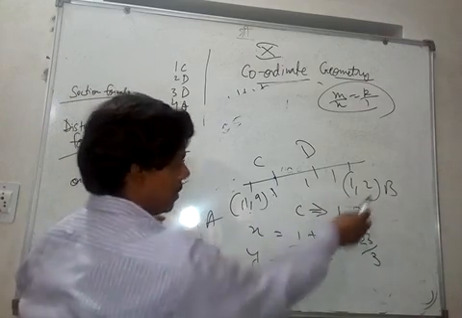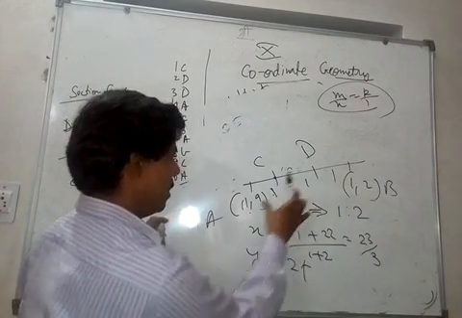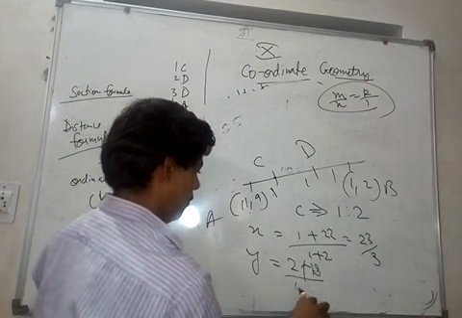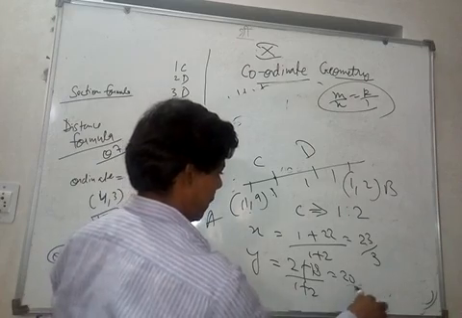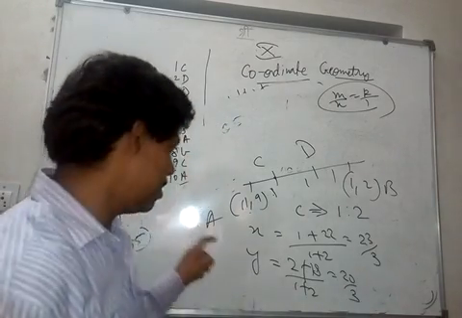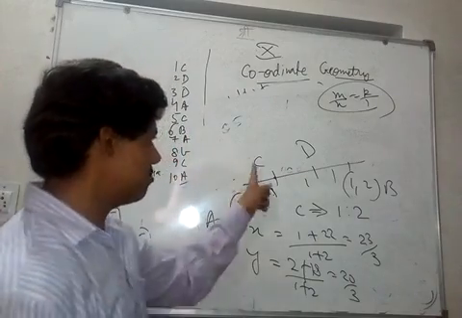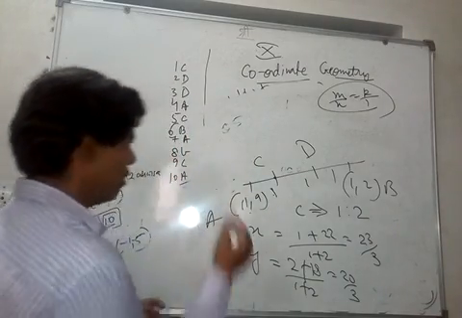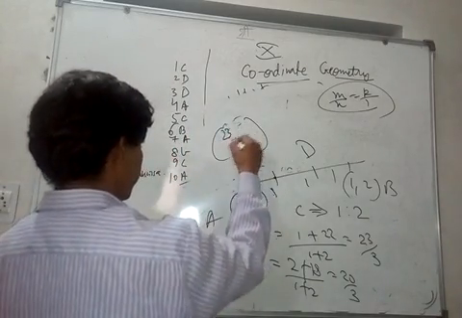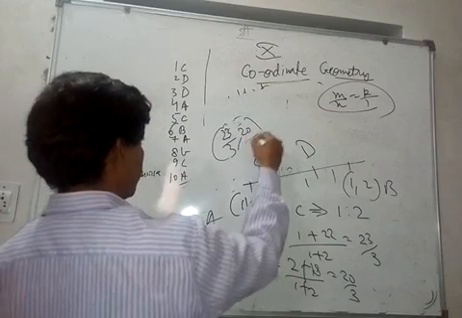This 1 multiplied by 2 plus 2 multiplied by 9, 18, that is 20, upon 1 plus 2, that is 3. So this is how you get x and y, 23 upon 3 and 20 upon 3. So these are the coordinates of C. So I'll write, coordinates of C are 23 upon 3 and 20 upon 3.